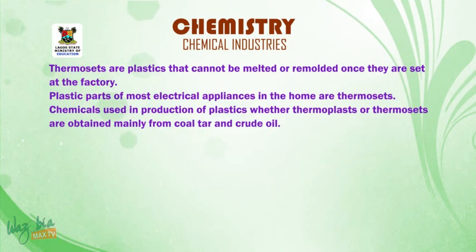Thermosets are plastics that cannot be melted or remolded once they are set at the factory. Plastic parts of most electrical appliances in the home are thermosets. Chemicals used in production of plastics, whether thermoplasts or thermosets, are obtained mainly from coal tar and crude oil.